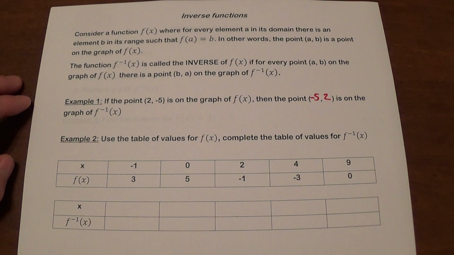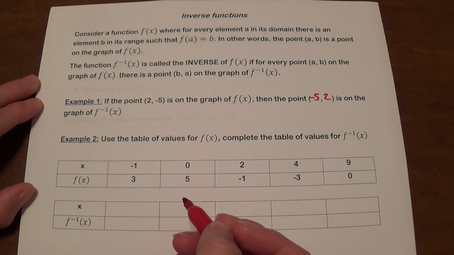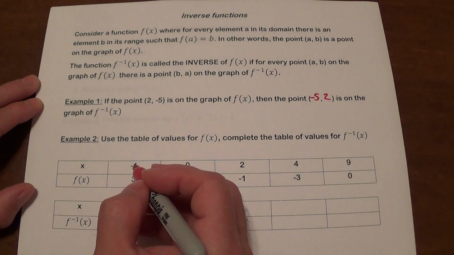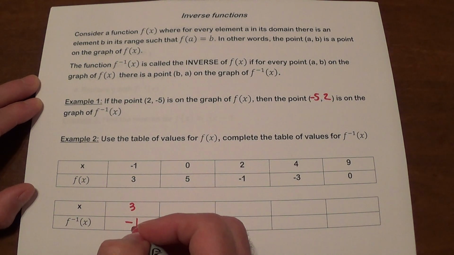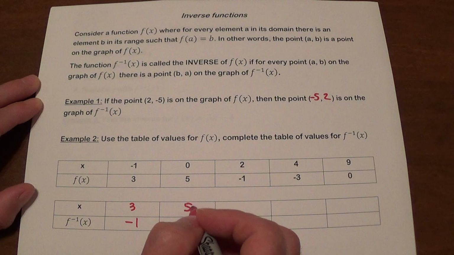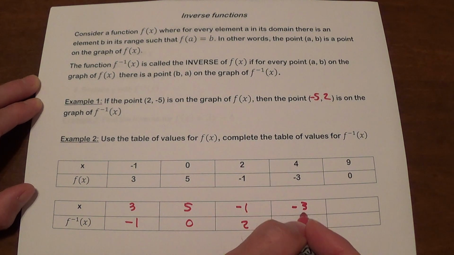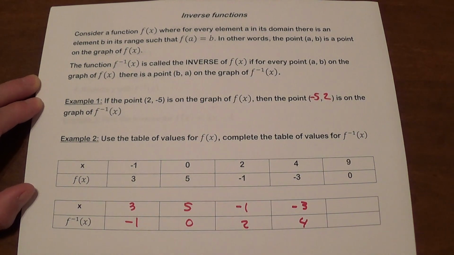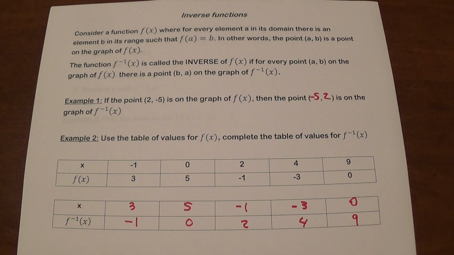Let's use a table of values for f of x, and we will be completing the table of values for the inverse. All you need to do is switch the x and y coordinates. So if the point (-1, 3) is on f of x, then the point (3, -1) is on the inverse. And this one is going to be (5, 0), and (-1, 2), and (-3, 4), and lastly it's going to be (0, 9). So far, simple, right?